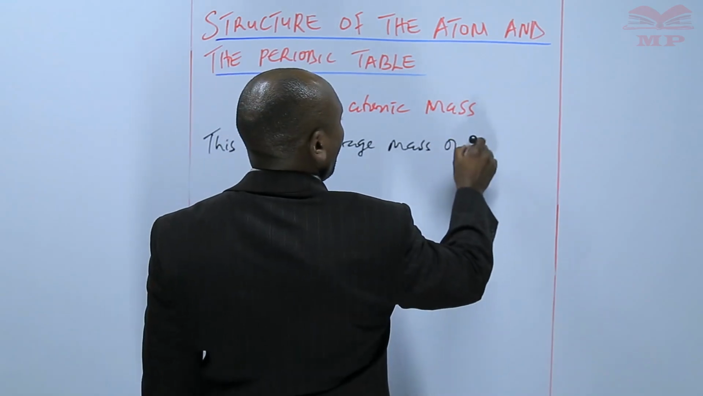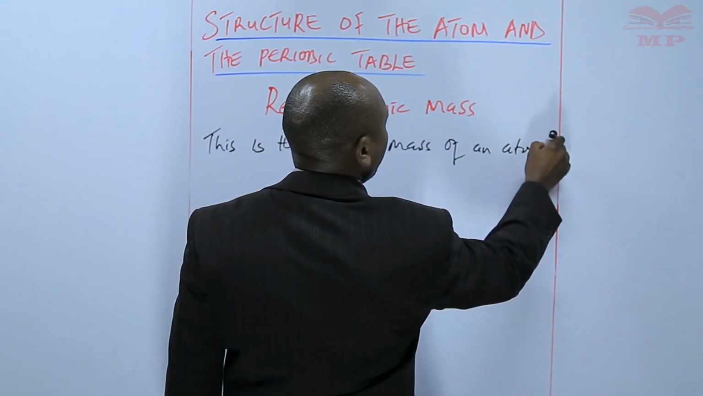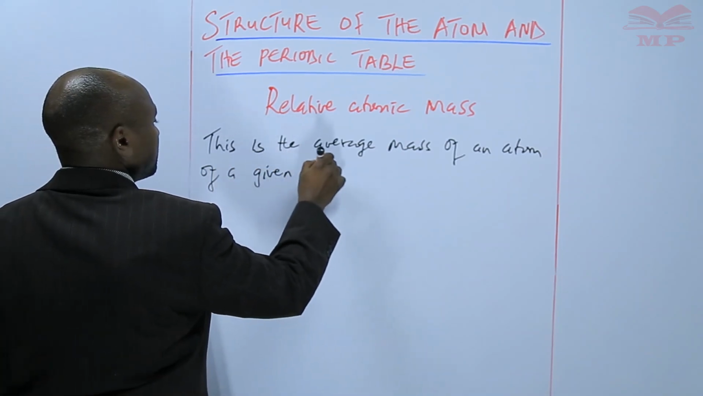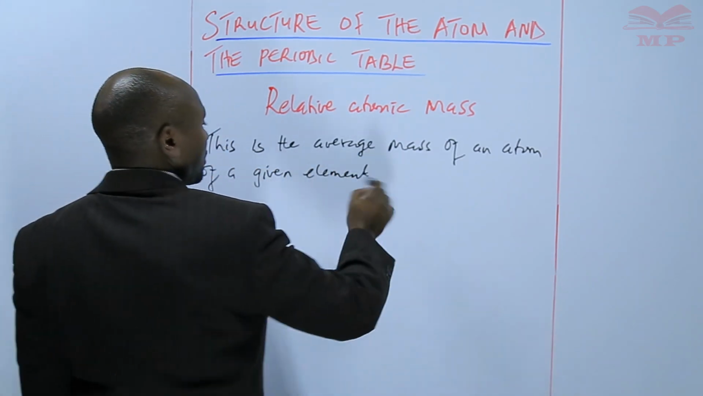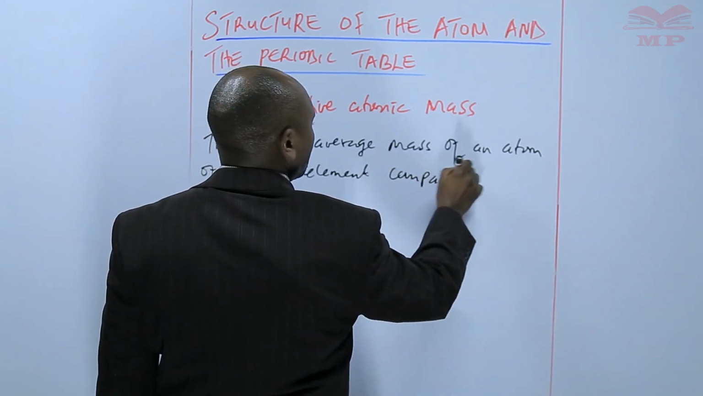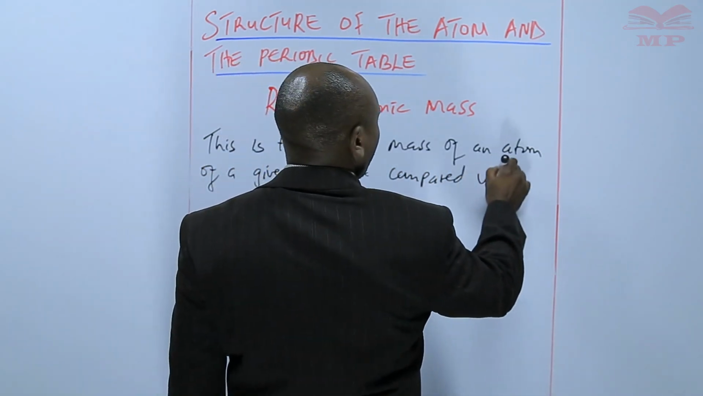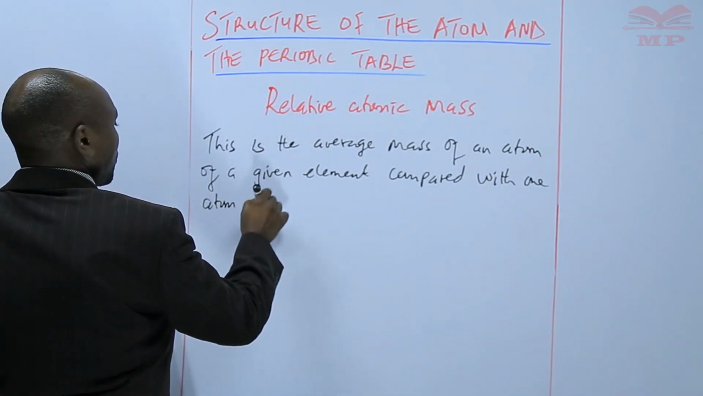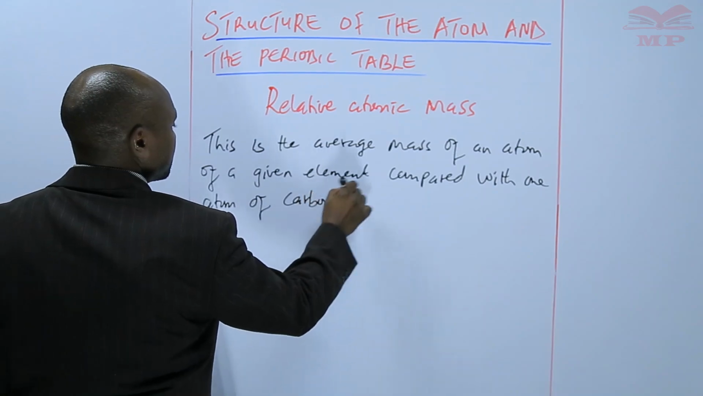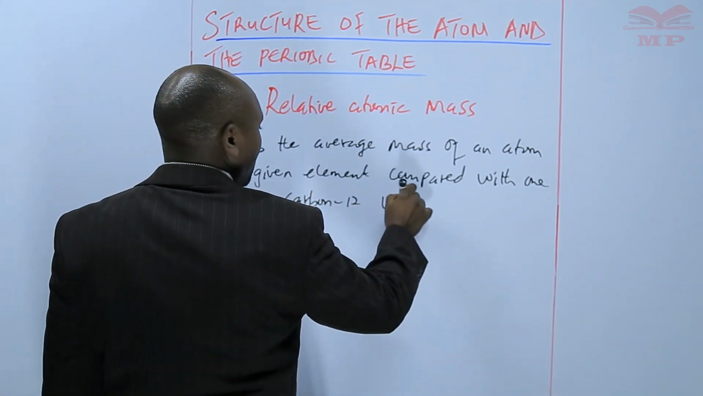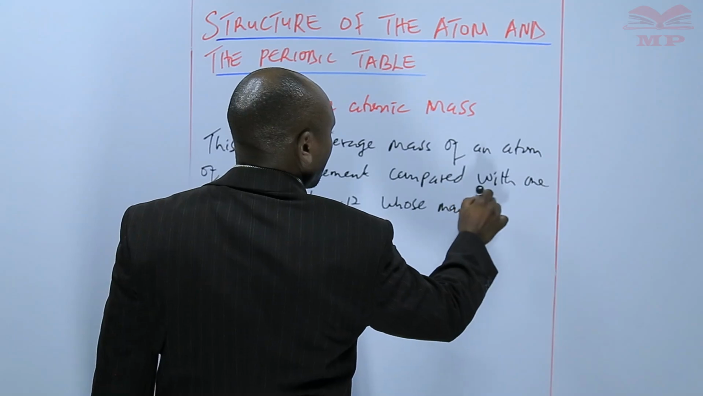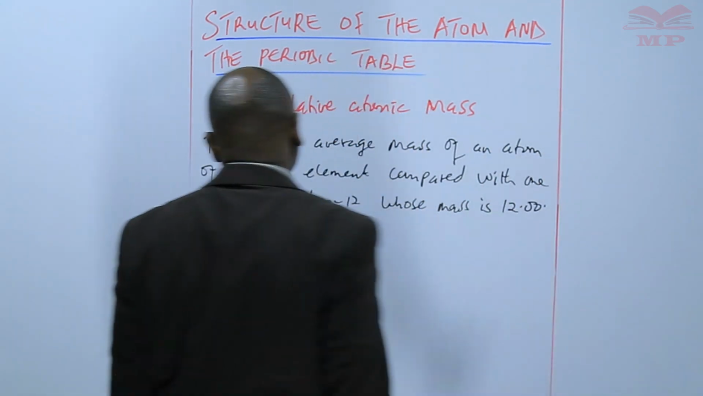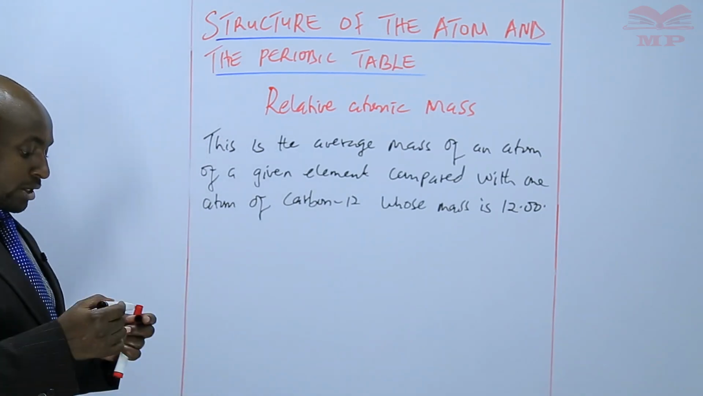So we are saying that relative atomic mass is the average mass of an atom of a given element compared with one atom of carbon-12 whose mass is 12.00. So that is the relative atomic mass.